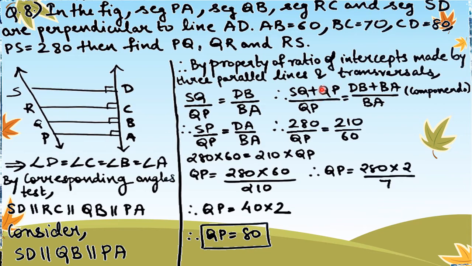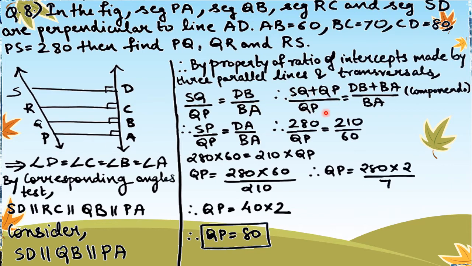Now why I took these three lines was because in componendo I needed the value of PS, since PS is directly given in the question. That's why I took these three lines, SQ and so on. You can also choose SD, RC and PA. The end lines, the parallel lines on both ends, you have to choose, and from the middle one, any one you can choose.